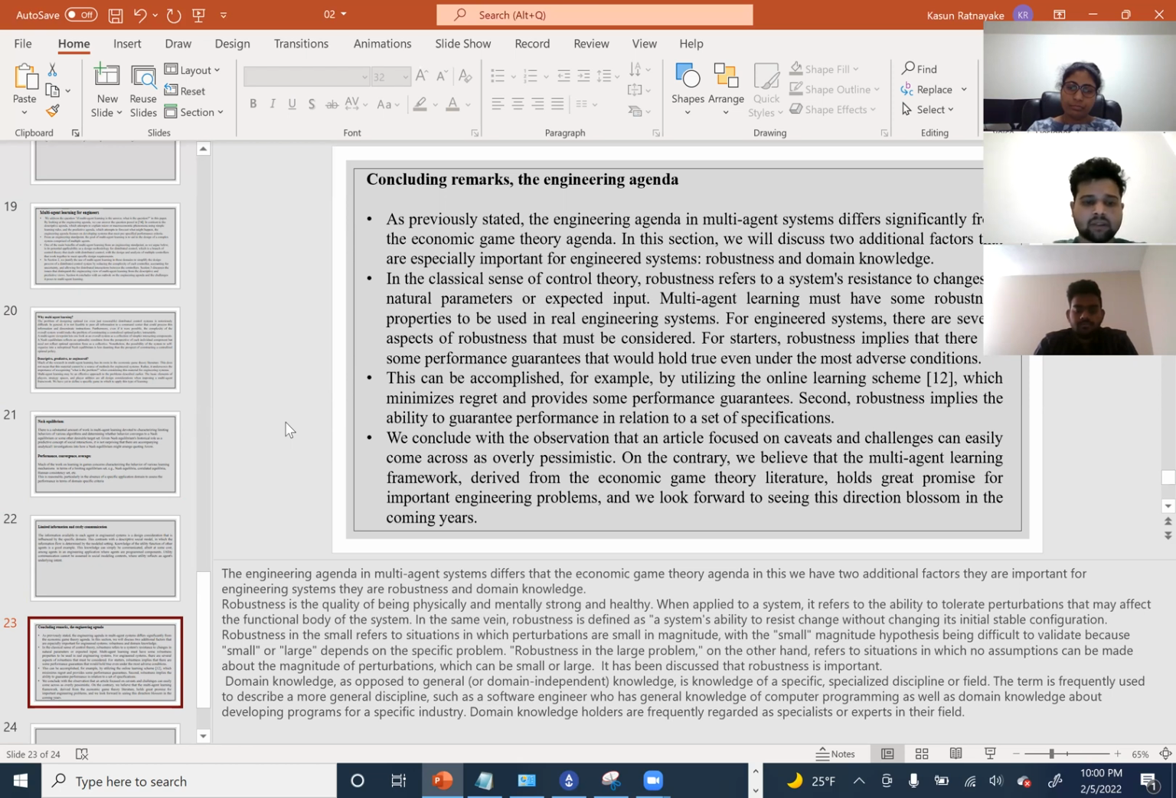And coming to domain knowledge, domain knowledge as opposed to general knowledge is the knowledge of a specific specialized discipline or field. The term is frequently used to describe a more general discipline, such as a software engineer who has a general knowledge of computer programming as well as domain knowledge about developing programs for a specific industry. Domain knowledge holders are frequently regarded as specialists or experts in this field.